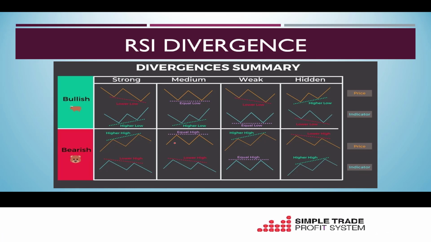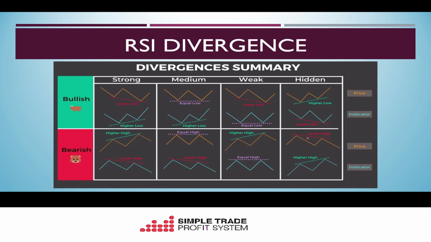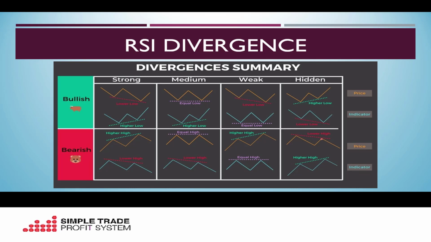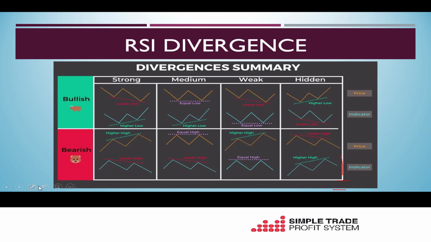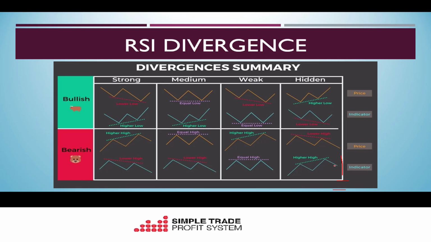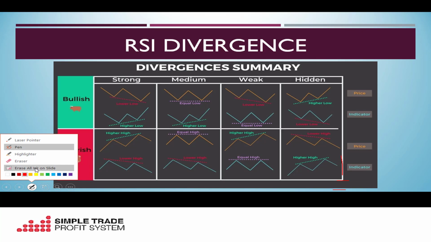I'm going to skip over the medium and weak. Hidden is price is moving down, but RSI is moving up. That means we should continue to see price moving down to lower and lower prices. If we were shorting and we see hidden bearish divergence, then we would feel comfortable knowing that price will probably continue moving down farther.